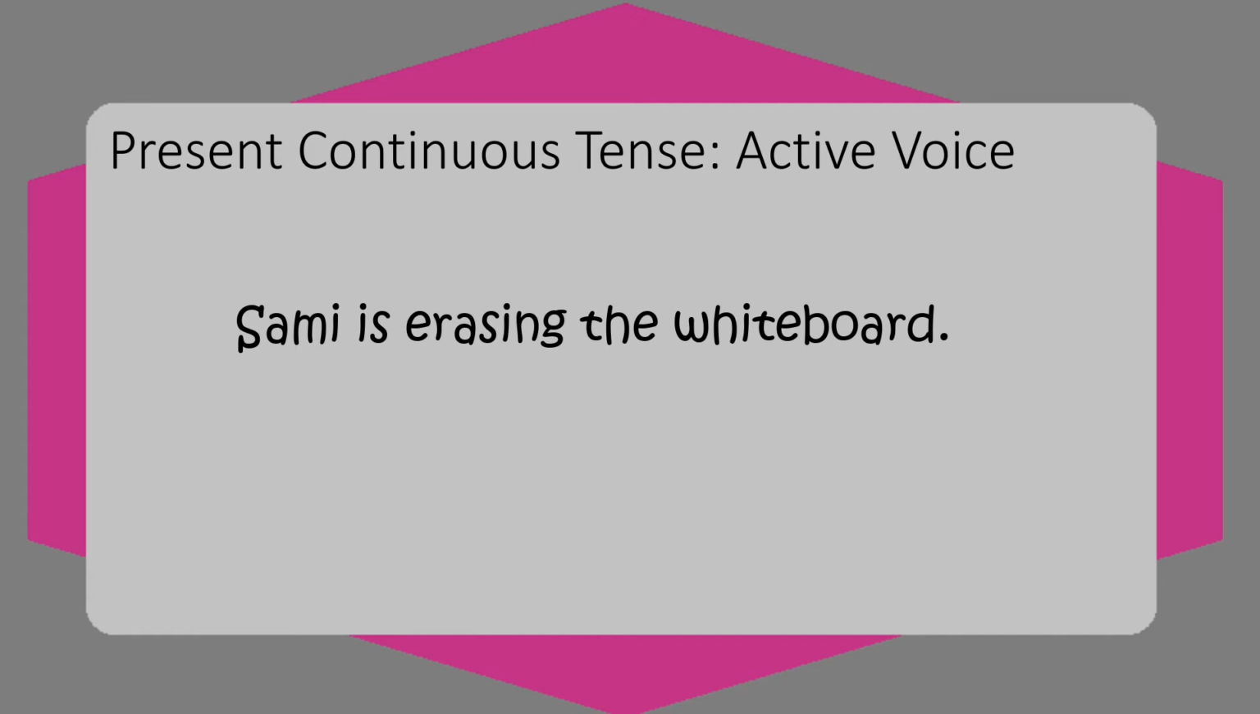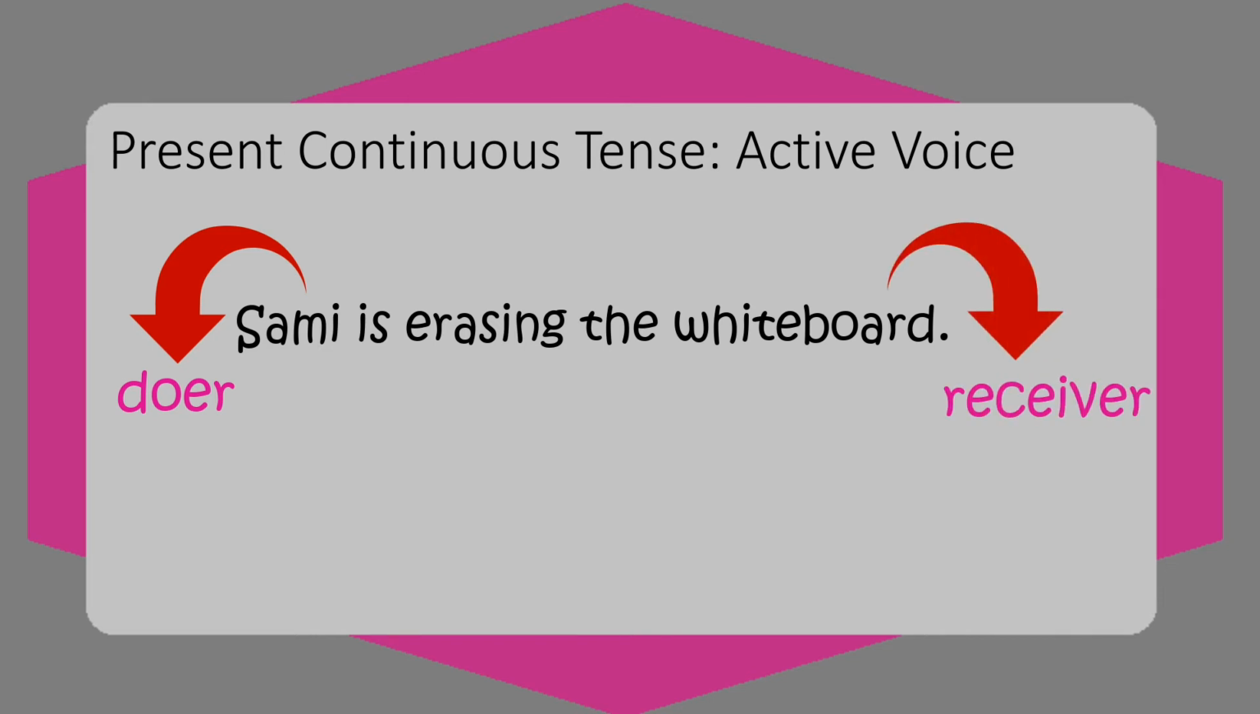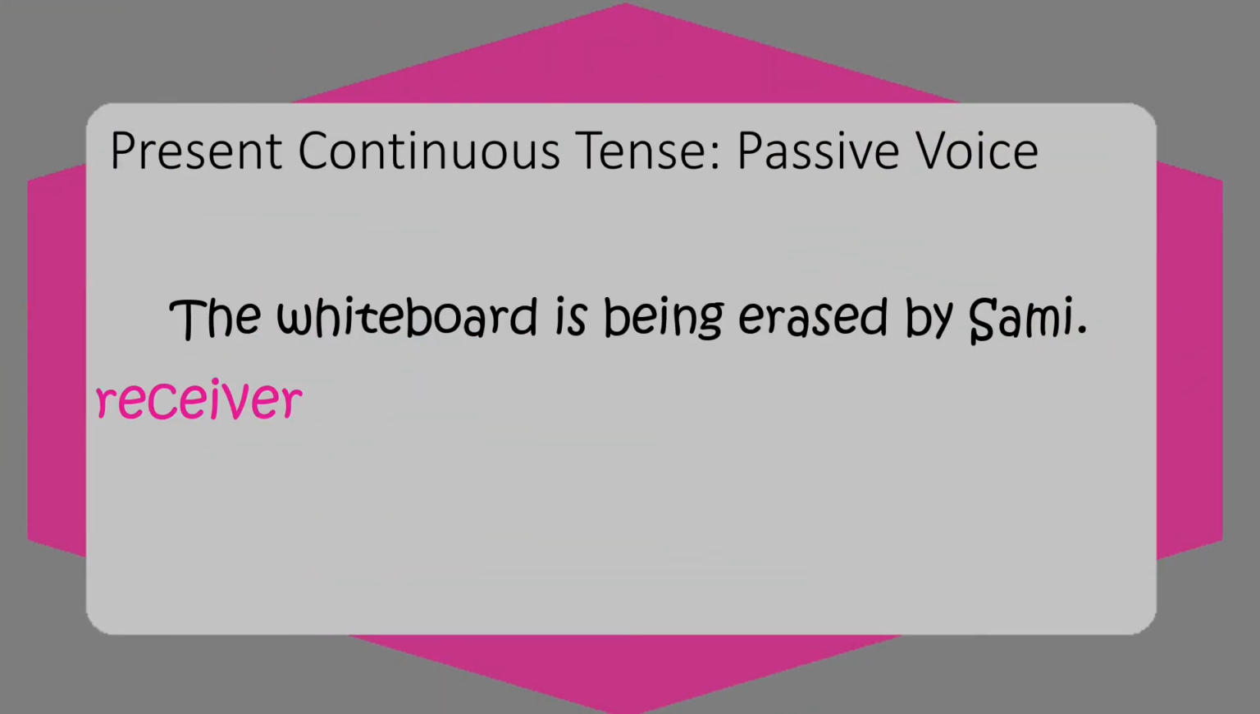In an active sentence, the subject is the doer of the action. So who is erasing? It's Sami. And the object of the sentence is the receiver. So the whiteboard is the object, which is the receiver of the action. And the verb is erasing. It is a transitive verb because it has an object.